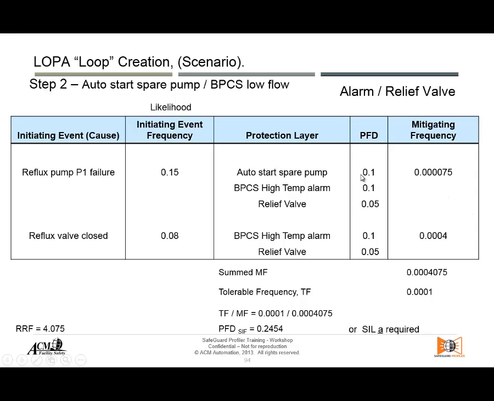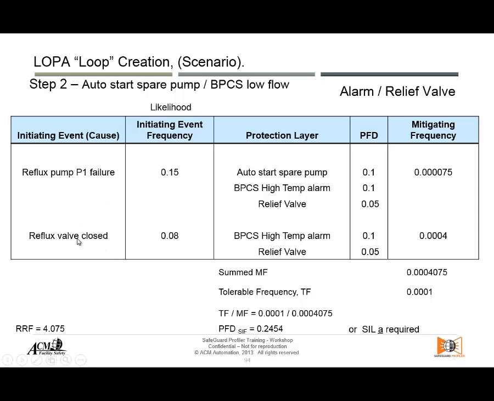So now we multiply the initiating event frequency times the probability of failure of each of the safeguards, and we end up with a very small number, or we end up with the mitigated frequency with respect to that event. Remember, we're assuming independent events from one to the other.